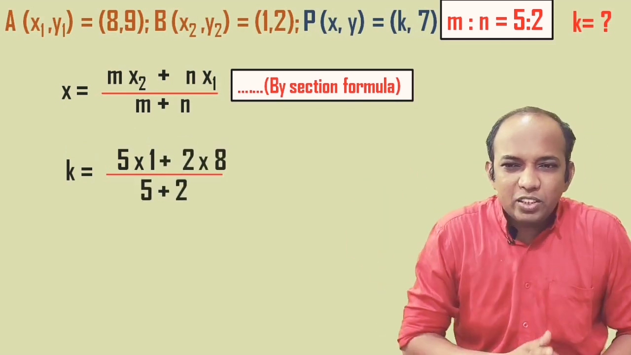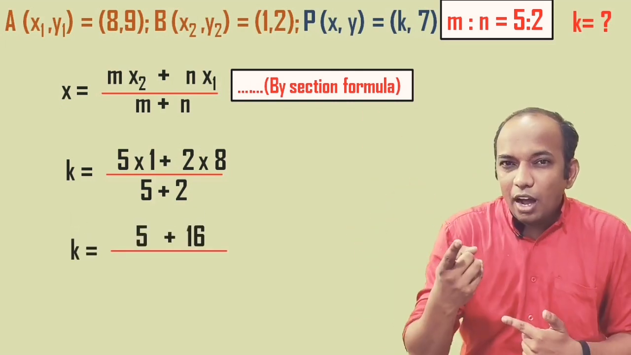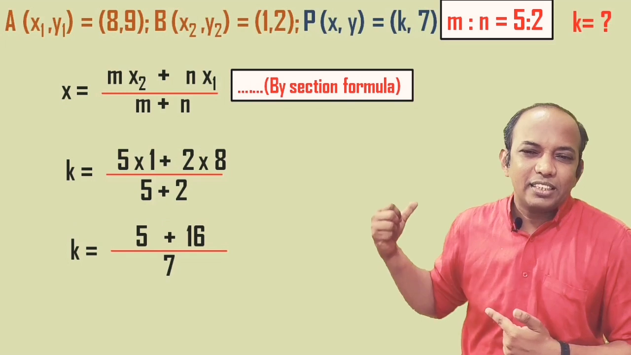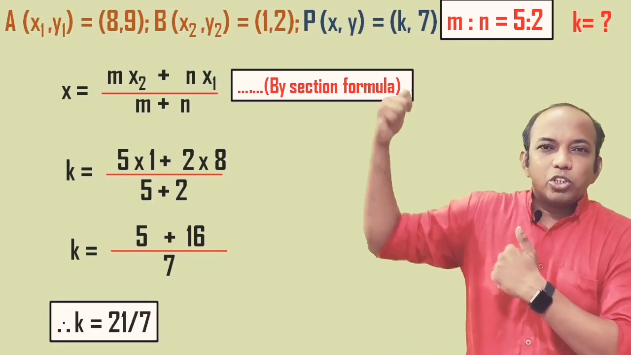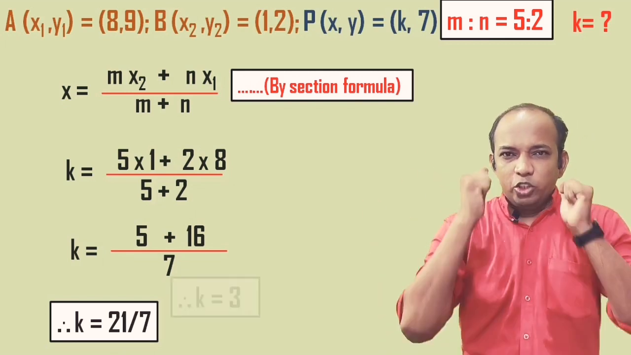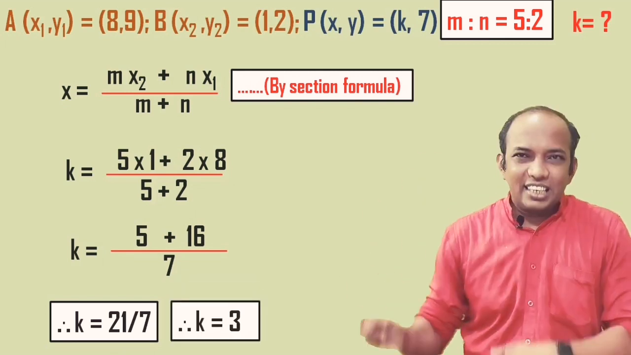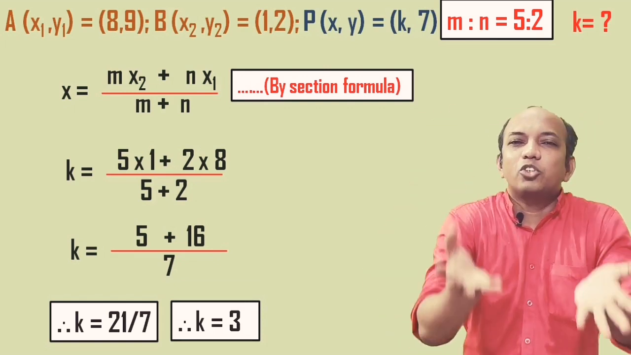The moment you carry out the multiplication, we get 5 plus 16, the whole upon 7, right? Now, after getting the sum of 5 plus 16, we get the answer 21. Therefore, k equals 21 upon 7, and after carrying out the division, we get the answer 3. So, in short, the value of k is 3, and the required ratio is nothing but 5:2.